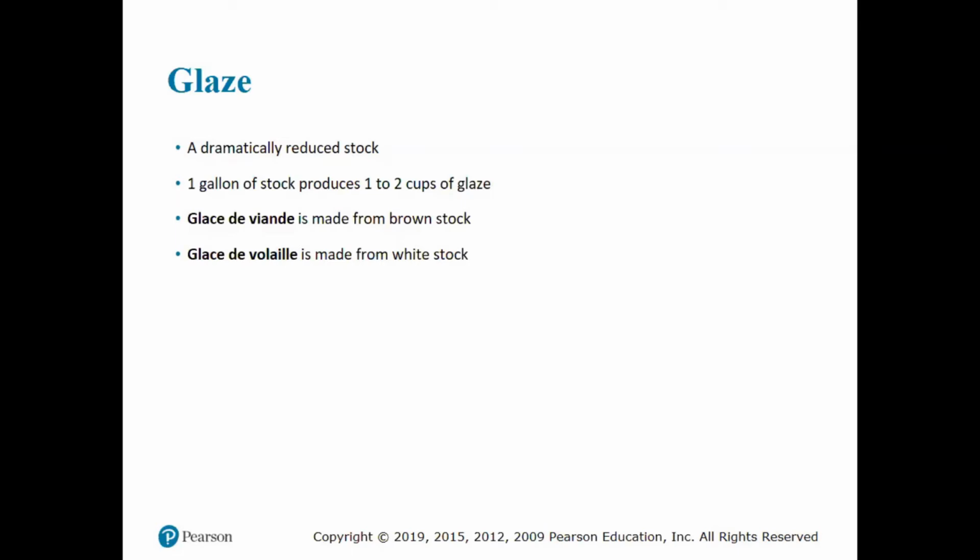So there are actually 3 types of glaze in the French terms. The 2 are the most common. The first one is glace de viande, which is made from typically brown beef stock or brown stock. Then the other one is glace de volaille, which is made from white stock, usually a white chicken stock. The last one, which you don't see as often, is glace de poisson. Glace de poisson is typically made from fish stock, but again, we don't use that as often.